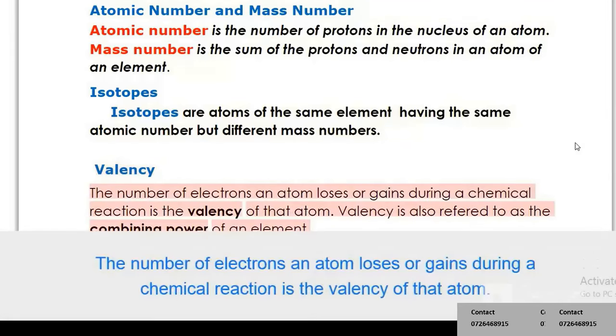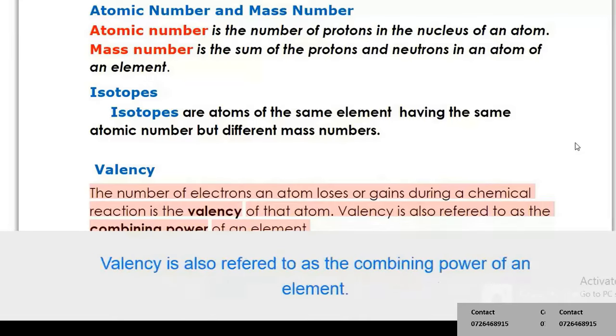Valency. The number of electrons an atom loses or gains during a chemical reaction is the valency of an atom. Valency is also called the combining power of an element.